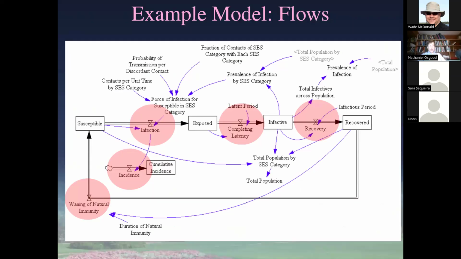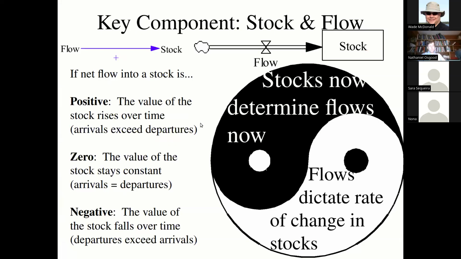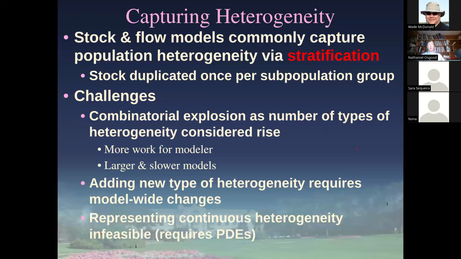If we have a stock with flows in and flows out, and the net flow is zero, the stock stays in balance. If the net flow is positive, meaning more is flowing in per unit time than flowing out, regardless of whether it is stochastic transitions or continuous flow, the value of the stock will rise. And if more is flowing out than in, if the bathtub is having water rush out faster than it's coming in, the value of the stock will drop, right?